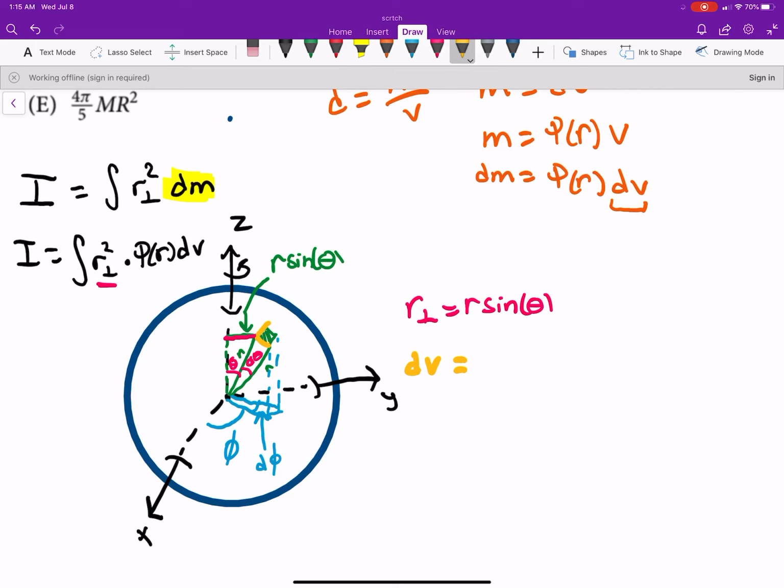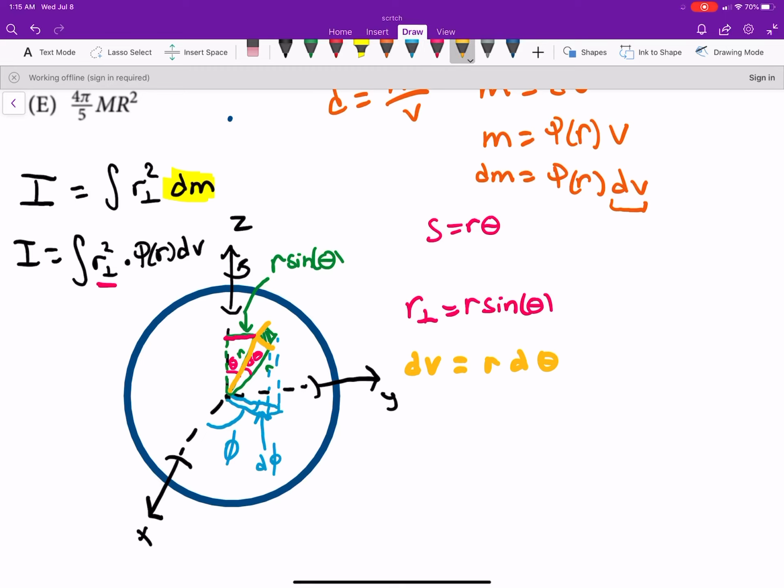Well, we have a couple things here. We have r d theta. So that is here and here. You can think of it as the arc length, right? If you don't remember, arc length is equal to r theta. So that's that bit.